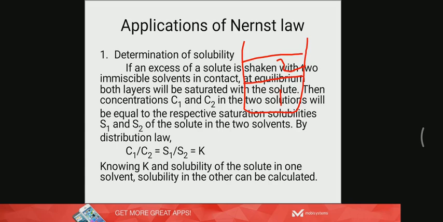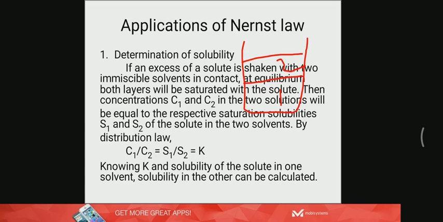Okay, then in that case, concentration C1 and C2 in the two solutions will be equal to the respective saturation solubilities, that is S1 and S2 of the solute in the two solvents. By distribution law, we know C1 by C2 is a constant. In this case, when we are adding excess of solute, the C1 can be replaced by S1 and C2 by S2. So that represents the saturation solubility. So we can write S1 by S2 equal K. Right? That will be equal to the partition coefficient.